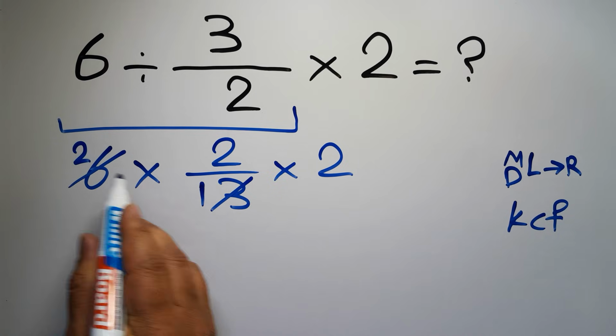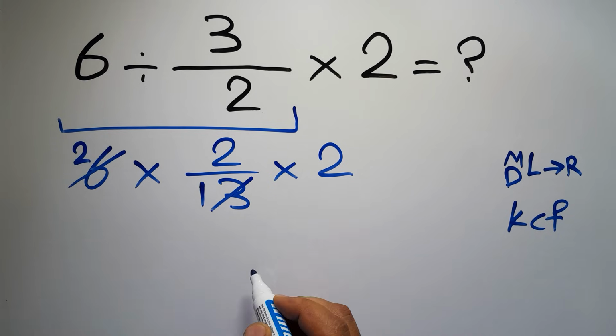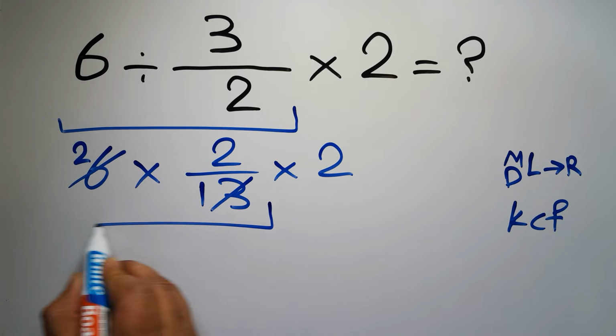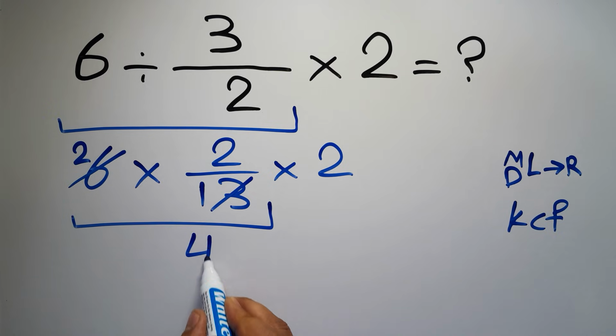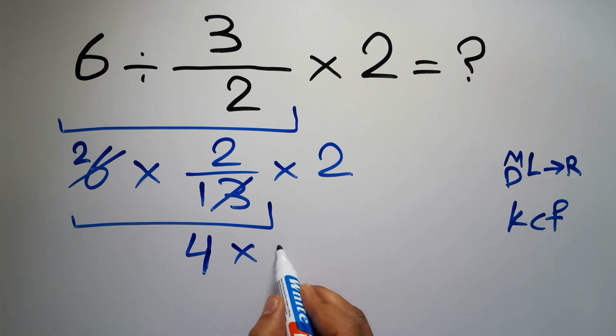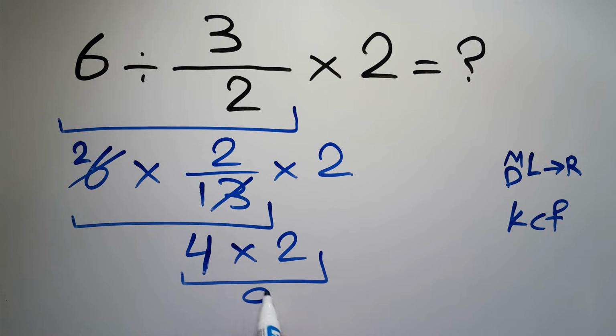So we have 2 times 2 times 2. 2 times 2 gives us 4, and 4 times 2 equals 8. And this is our final answer to this problem.